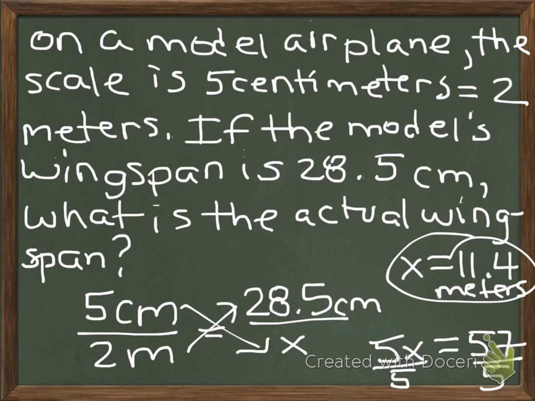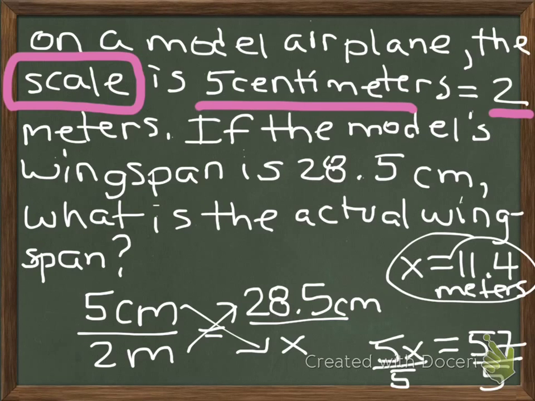Now we have a scale problem. The reason why we have scale in here is because when you're trying to solve a problem where they're giving you the scale of something, you can use that to set up a ratio. So in this case we have 5 centimeters equals 2 meters. So on a model airplane, 5 centimeters on the model equals 2 meters in real life on a real airplane. So I set that up as 5 centimeters over 2 meters.